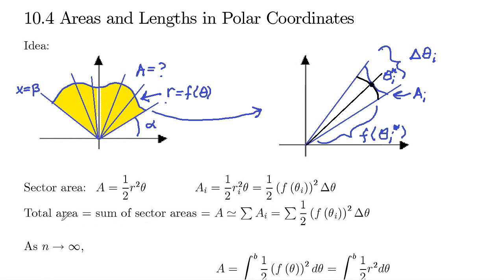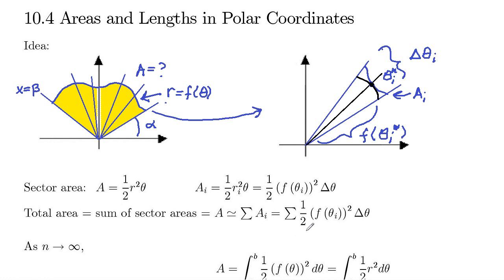So if you're going to find the total area, you sum up all those sector areas. So sum up all the areas of these pieces, well actually the sectors that are approximating them. So our total area is going to be approximately equal to the sum of the little pieces of sector area of a circle summed up.